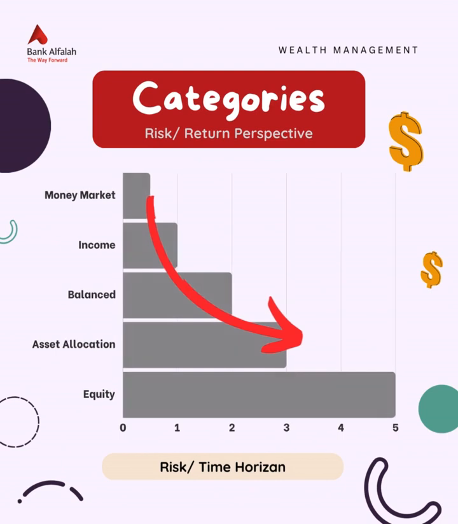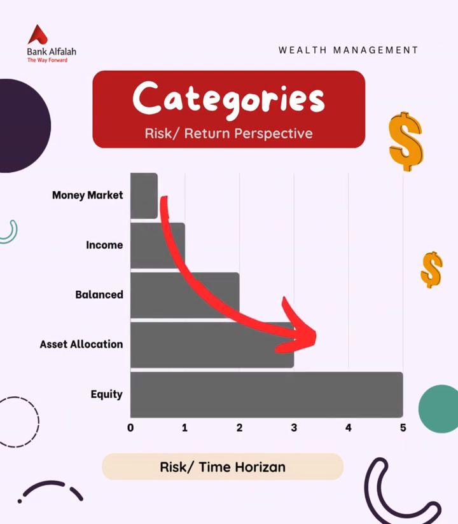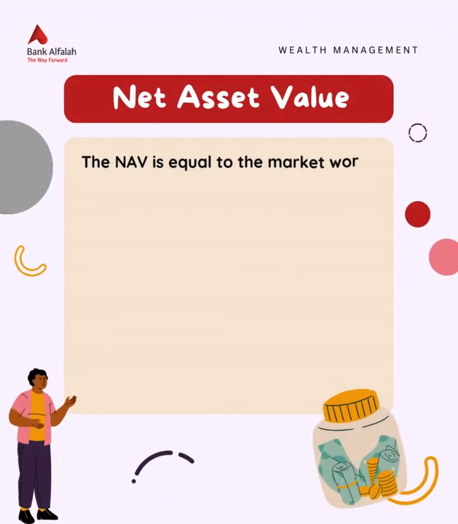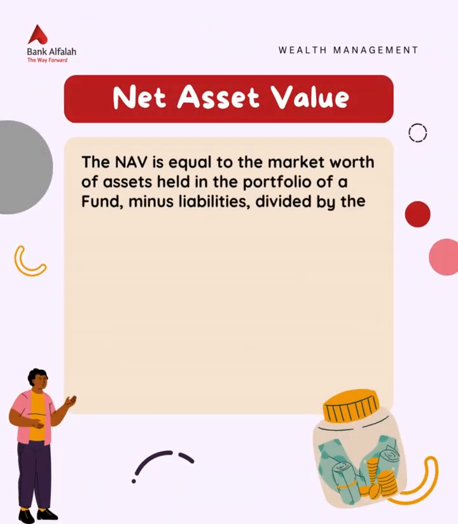The risk-return spectrum of mutual funds climbs steadily. Money market funds offer low risk and low returns, ideal for parking cash. Income funds aim for steady income with slightly higher risk, while balanced funds mix stocks and bonds for moderate risk and return. Asset allocation funds diversify across asset classes for a balance between risk and return depending on the chosen mix. Finally, equity funds invest primarily in stocks, offering potentially high returns but with the highest risk due to stock market fluctuations.